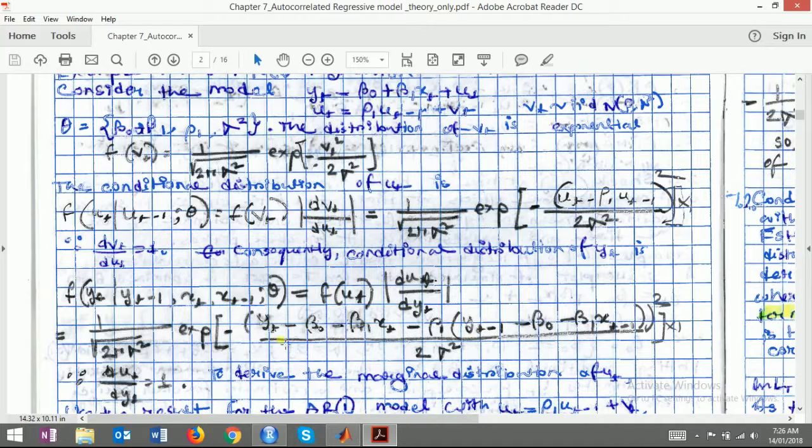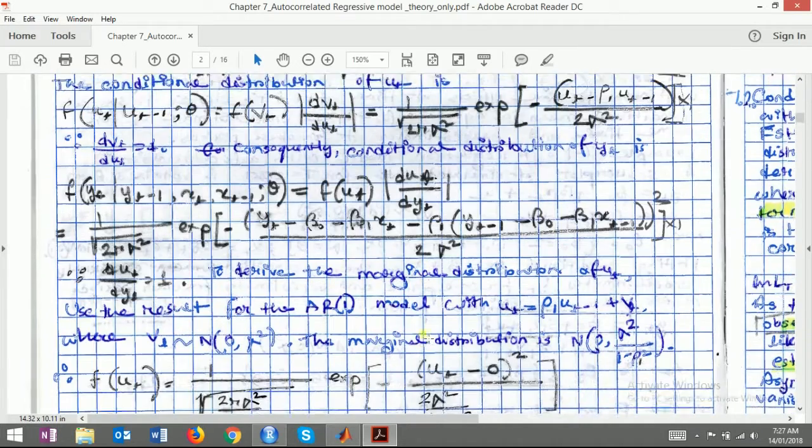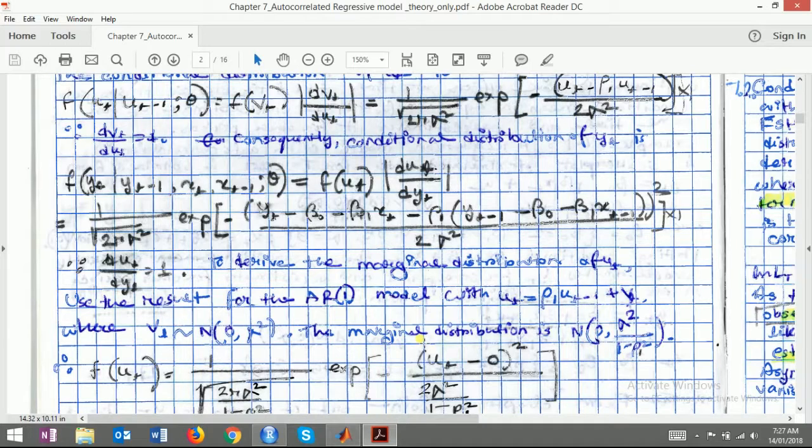So everything that goes through time will take lags. Like yt varies over time, so it has lags, but beta naught is constant over time, so there is no lag. Beta 1, these are the coefficients, which do not change. What changes is yt and xt, so xt minus 1, whole square. This is the conditional distribution function.